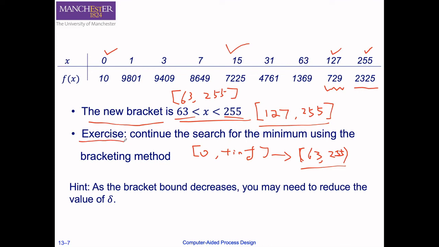It should be noted that when the bracket bound decreases, you may need to reduce the value of delta. From this example, we can see the bracketing method is not efficient. This is because we need to evaluate so many trial points and keep narrowing down the bracket. Now, the question is, is there any other method that is more efficient than this bracketing method?